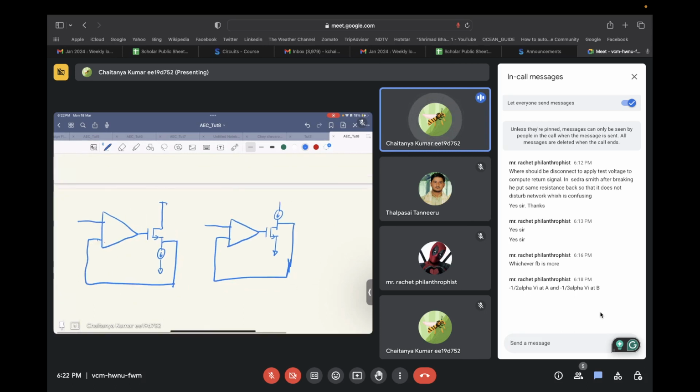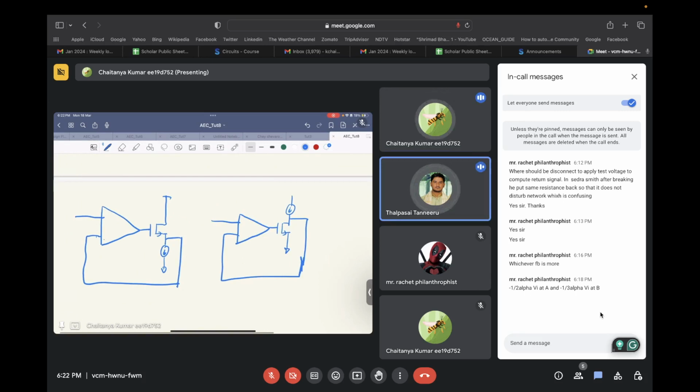In both the cases, you need to find out which terminal has to be positive and which terminal has to be negative for both of these circuits to be in negative feedback. So, sir, let's first start with the first circuit. Yes, tell me.